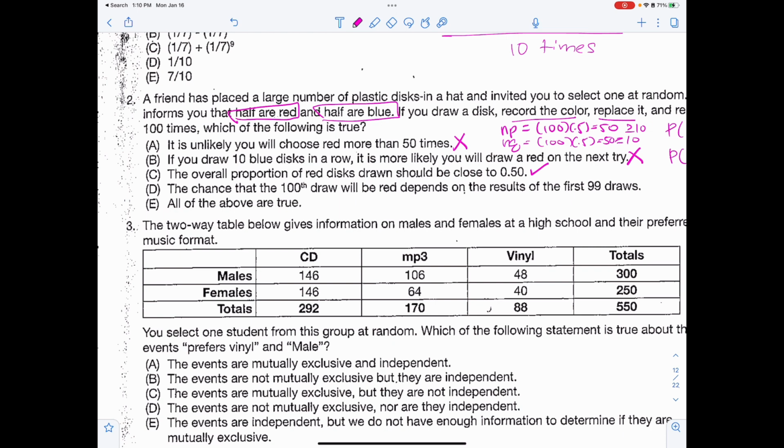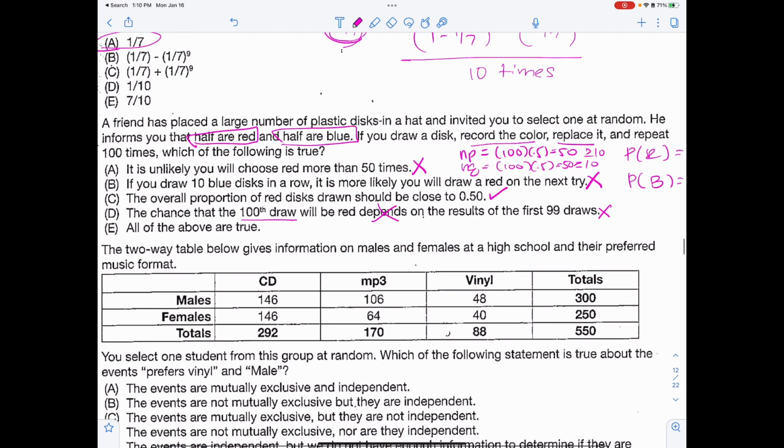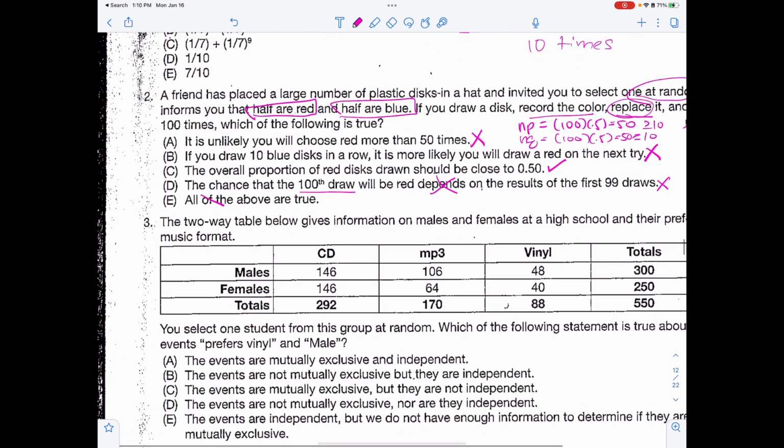The chance that the 100th draw will be red depends on the first 99 draws. We know that's not true, because they're independent. It doesn't say they're independent, but we know they're independent because we're selecting them at random, and we're putting them back, we're replacing them. All the above are true? Okay, so that's not true.